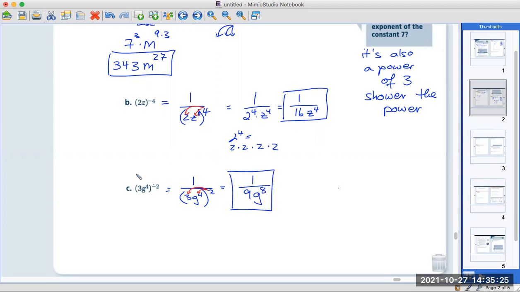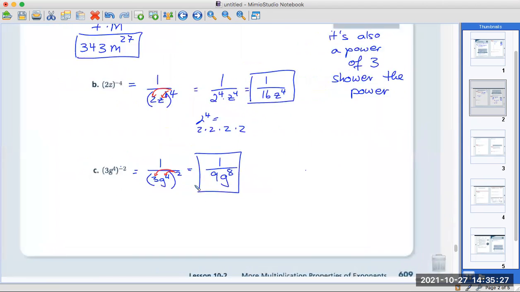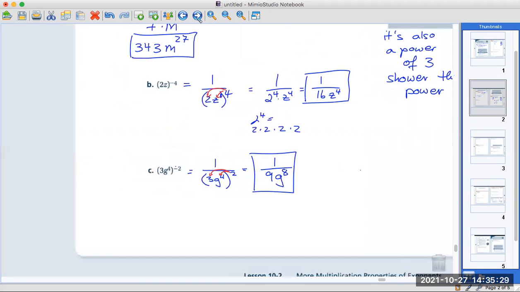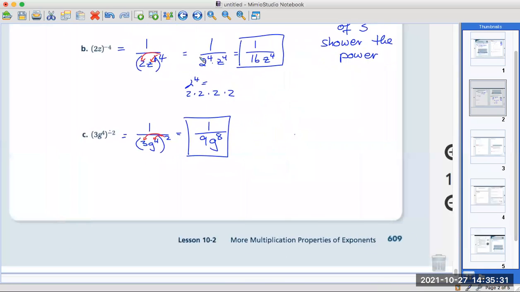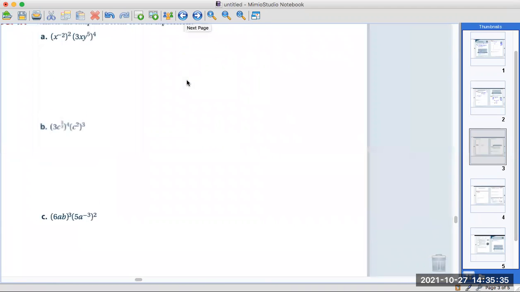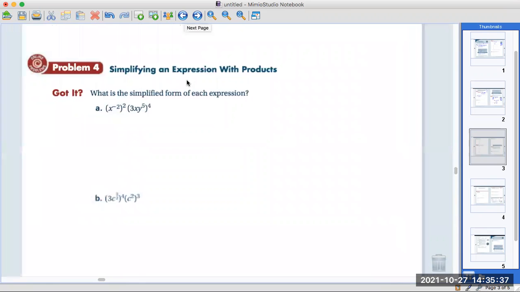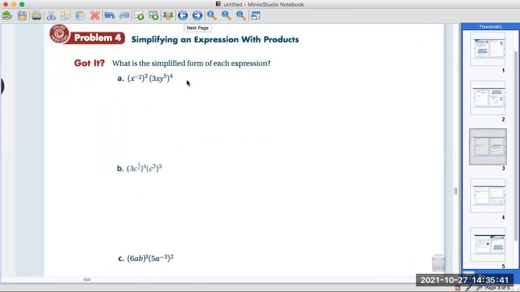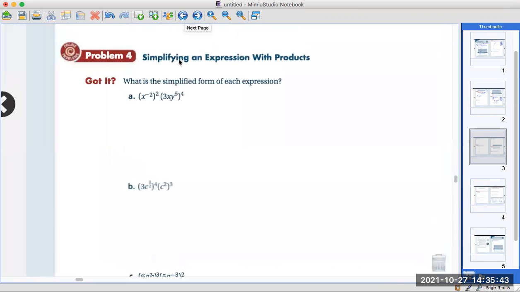All right. Okay, what else do we have? Nothing on this page. Let's move over. We're, by the way, on page 609. 610. I'm skipping to problem 4. Simplifying an expression with products. See, this is the product. This times this. Okay, what is the simplified form?